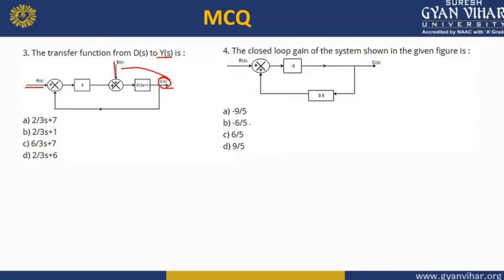In the fourth question, the closed loop gain of the system is shown to you. The closed loop gain has to be found out. That is the net equivalent gain of the transfer function, the net equivalent transfer function. So find out the CS upon RS, you will get the closed loop gain.